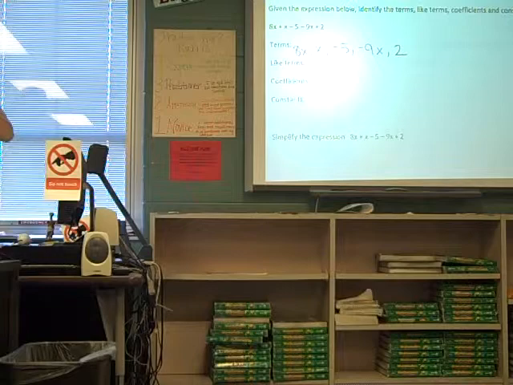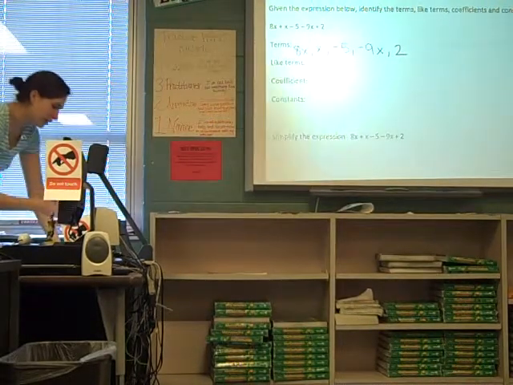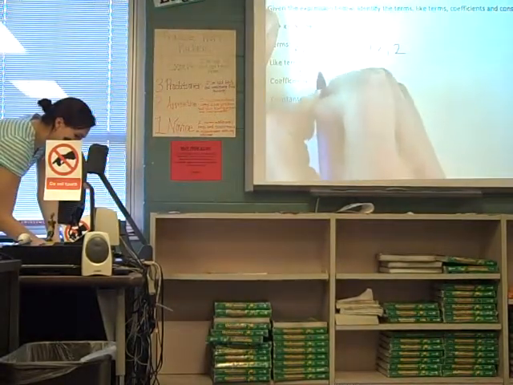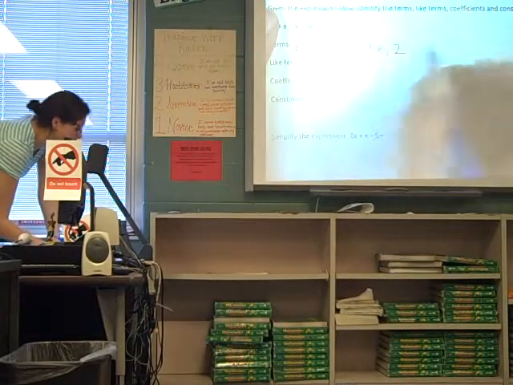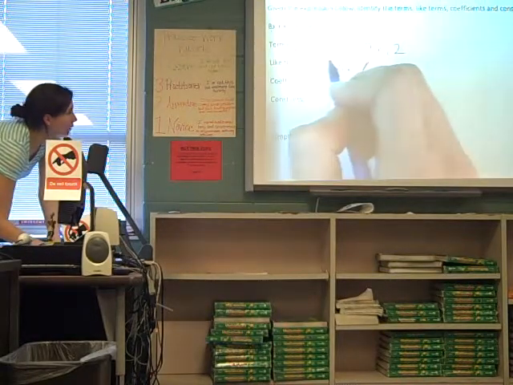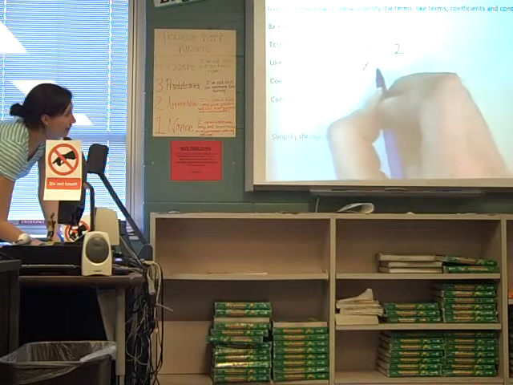Now my like terms again are the ones with the same variables attached. So I have 8x, x, and negative 9x all go together. I also have 2 and negative 5 that go together.